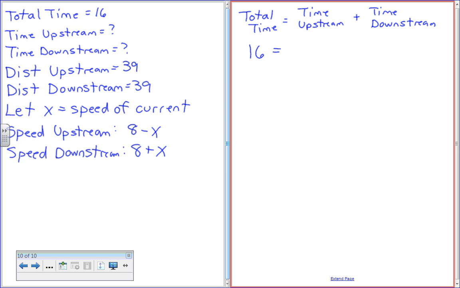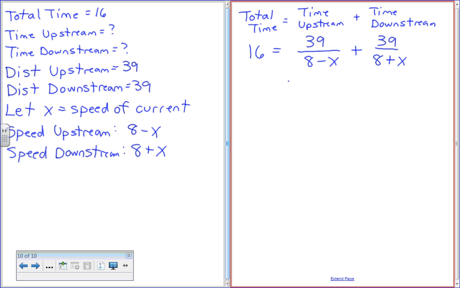Okay, going back to the top of your page, what is time equal to? We're just in general. What's like from physics class? What's time equals? T equals what? Distance over velocity. So, what is the distance upstream going to be? 39, wonderful. What's their time upstream going to be? Yeah, this is speed, 8 minus x. That's going to be plus 39 over 8 plus x.